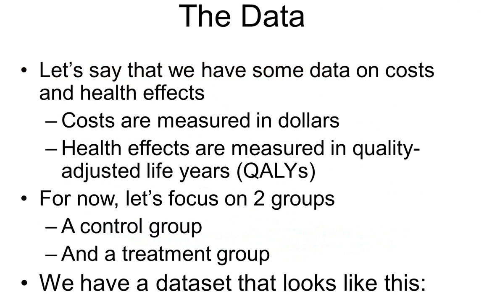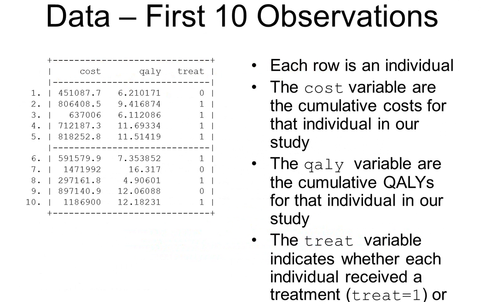But for our data set where we have costs and effects, and we have two groups, we're going to have a data set that looks something like what's on the next slide. So here I've shown you a listing from 10 people. Each row here is an individual, and you can see that there are three variables in this data set.